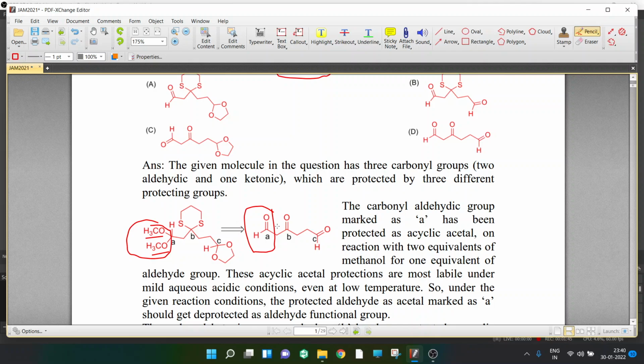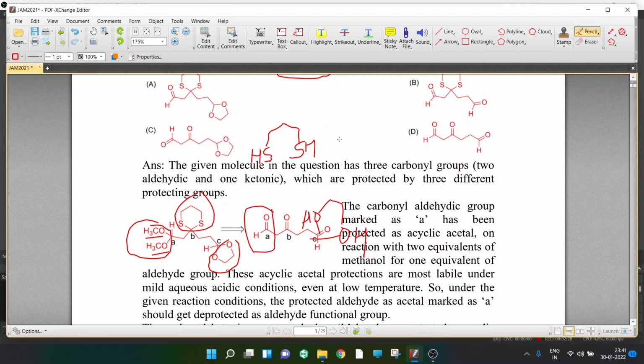Similarly, here let us see what has happened. Here it is forming a cyclic acetal. So they have taken ethane diol, which is going and protecting here. And here they have taken propane 1,3 dithiol. Okay, so it is like this, SH and SH, right? So these are all ways of protecting aldehyde or ketone.